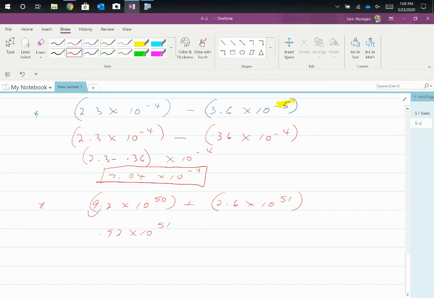Okay, if I move one place backwards, plus 2.6 times 10 to the power 51. So 2.6 plus 0.92 times 10 to the power 51 is equal to 2.6 plus 0.92, which is 3.52 times 10 to the power 51.